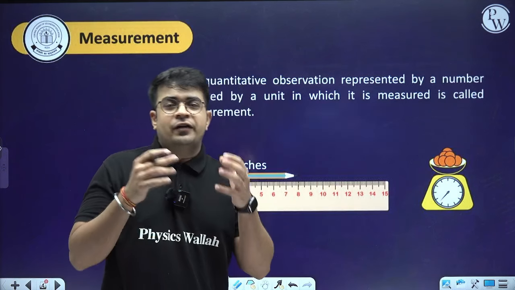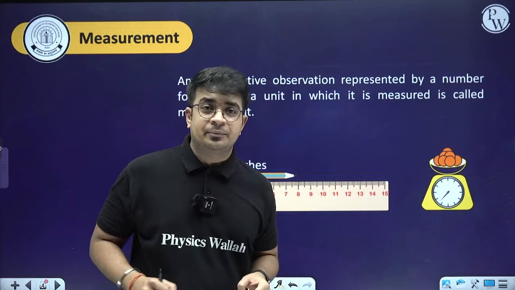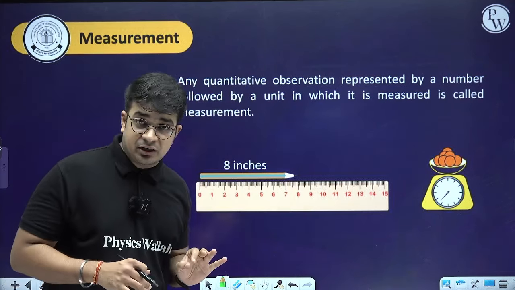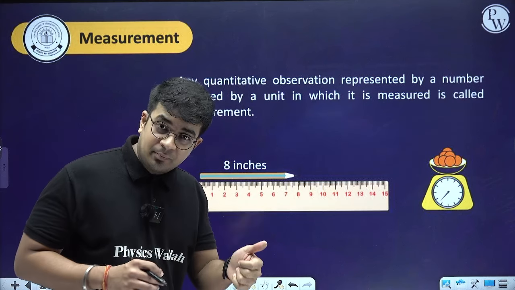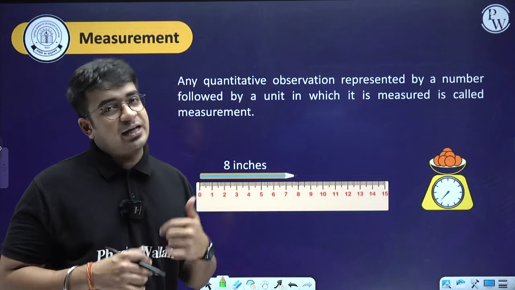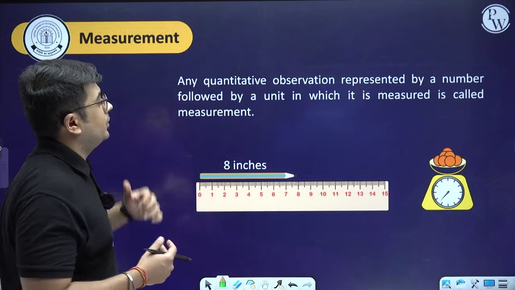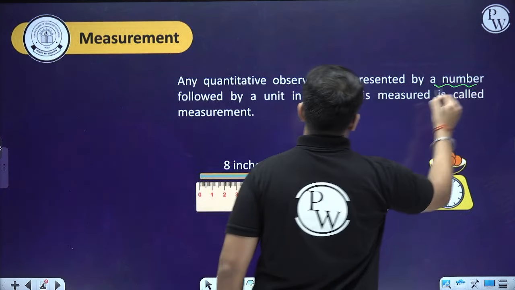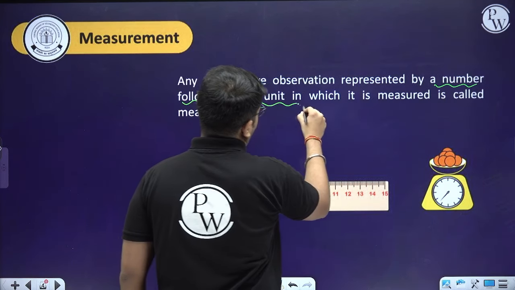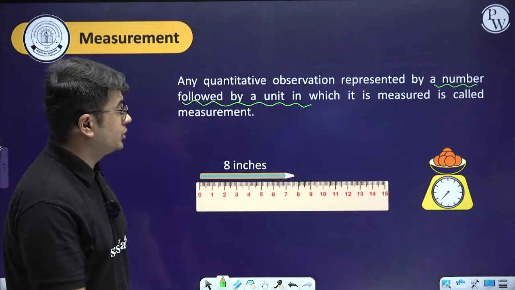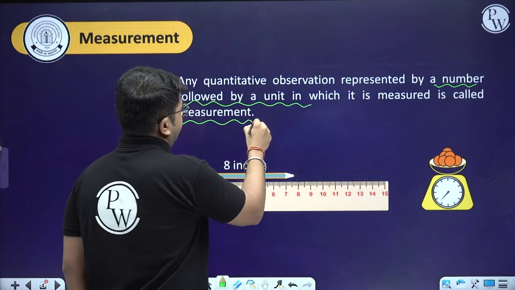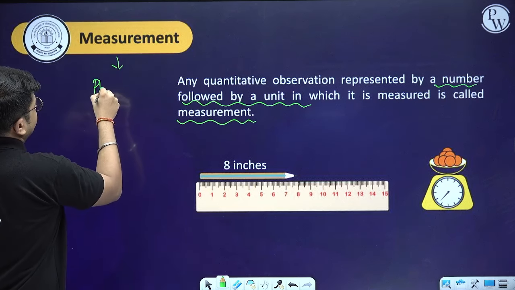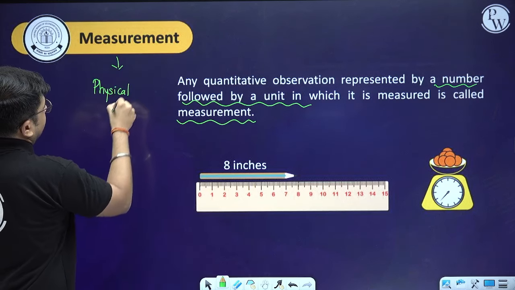Measurement of any type of physical quantity is very easy. Basically, I am talking about any quantitative observation which is represented by a number followed by its unit, and that is known as your measurement. So always remember, the representation of a number followed by the unit in which it is measured is known as the measurement of any physical quantity.